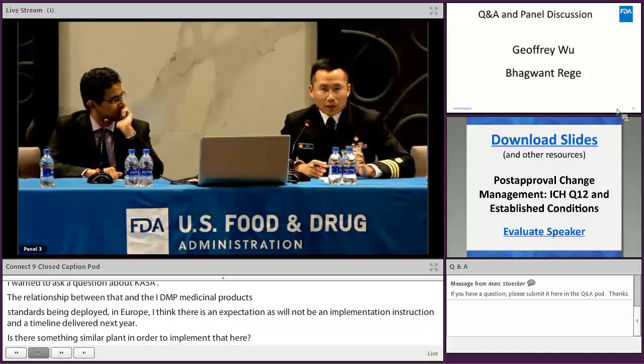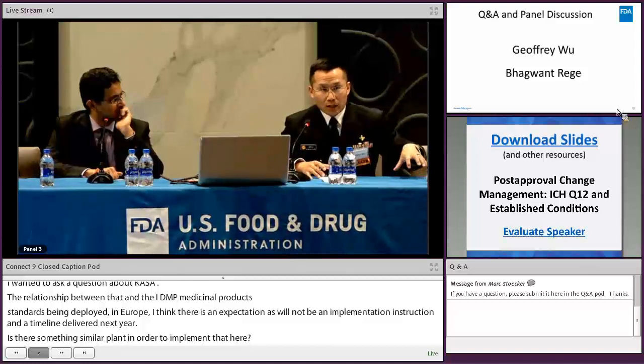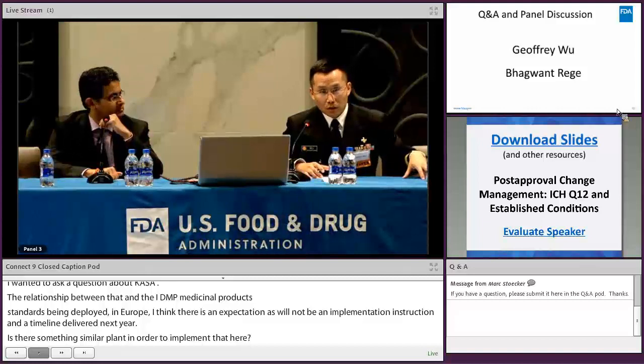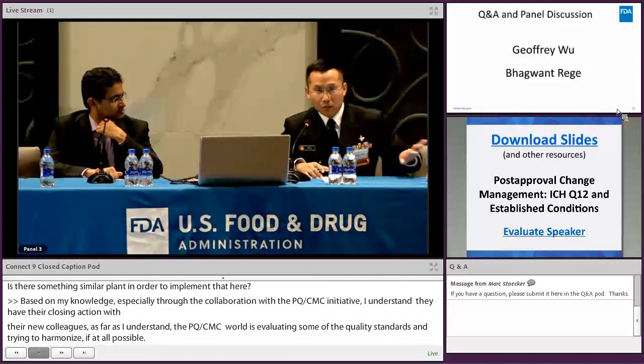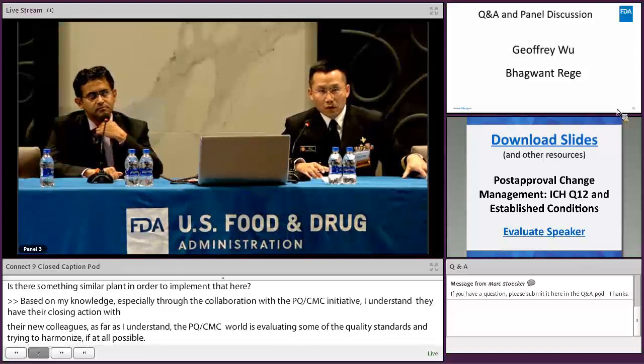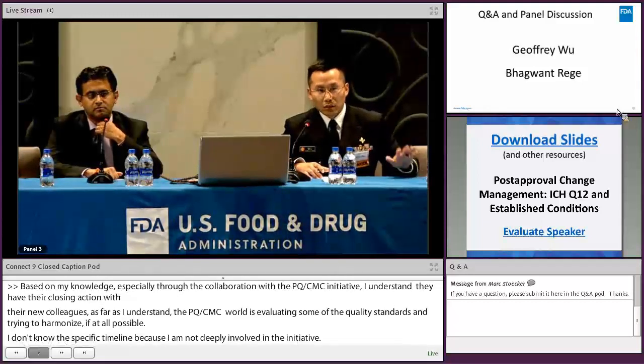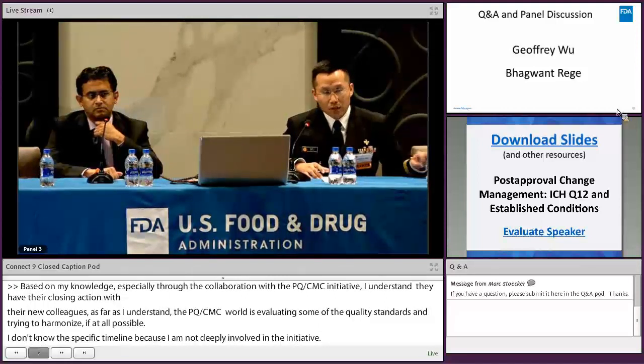Based on my knowledge, especially through the collaboration with the PQCMC initiative, I understand that they have a very close interaction with the European colleagues in working things out together. As far as I understand it, the PQCMC is evaluating some of the quality standards from the IDMP and trying to incorporate and harmonize if at all possible. But I don't know the specific timeline as I'm not deeply involved in that initiative. But overall, the two regions are working together fairly closely, as far as I know, from the data standards perspective.